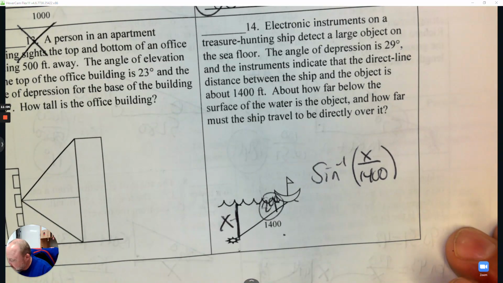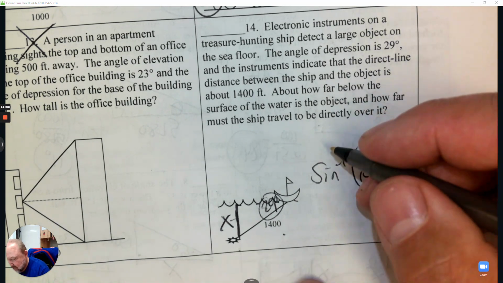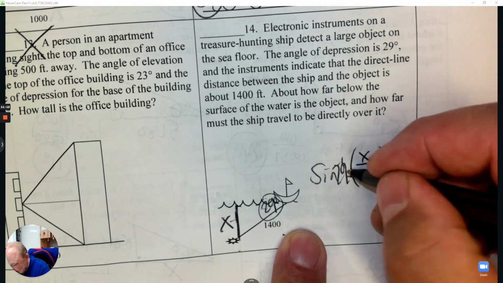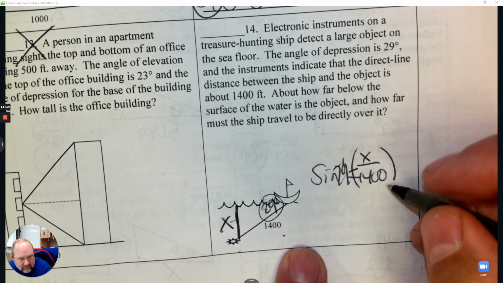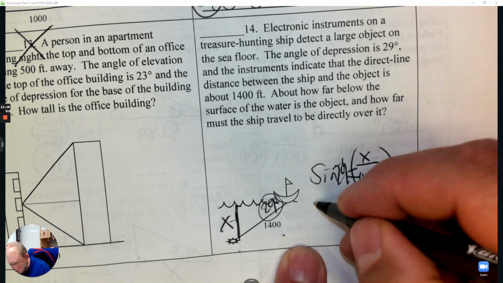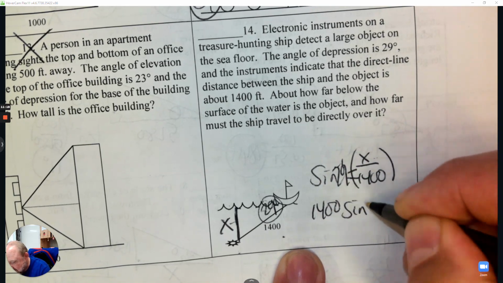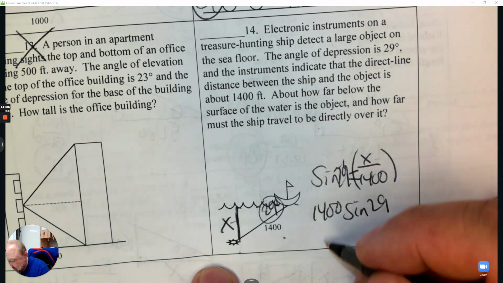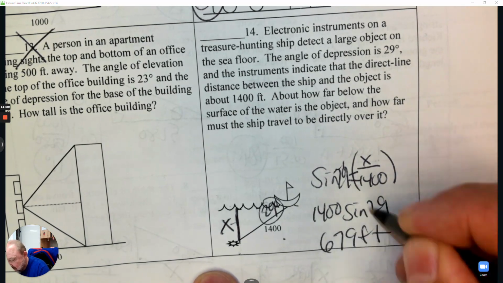So go inverse sine. Oops, I didn't mean that. I meant sine 29 is equal to x over 1400. So because x is on top, I'm going to multiply 1400 and sine 29. I'm not looking for an angle. So let me clear it up. 1400 sine 29. And I get 679. And you have your answer.